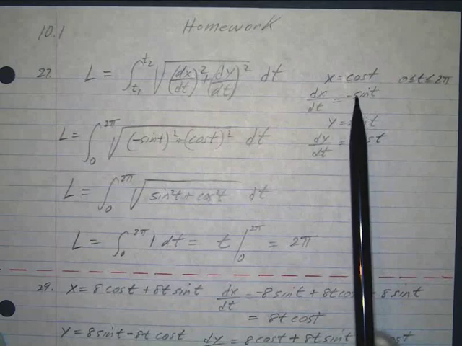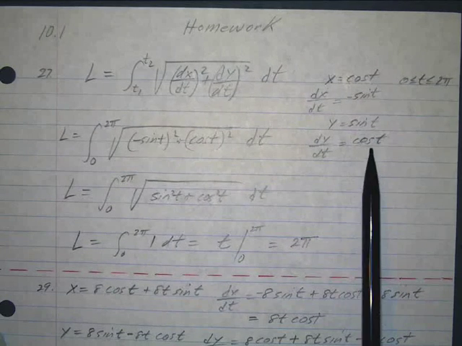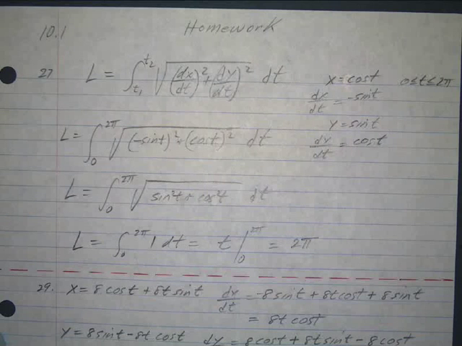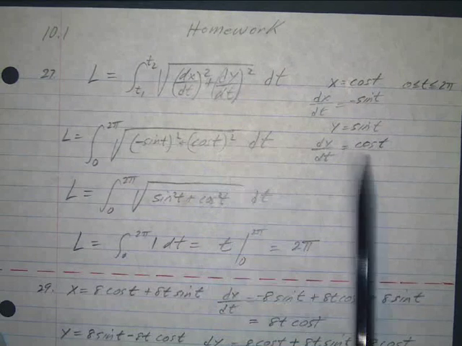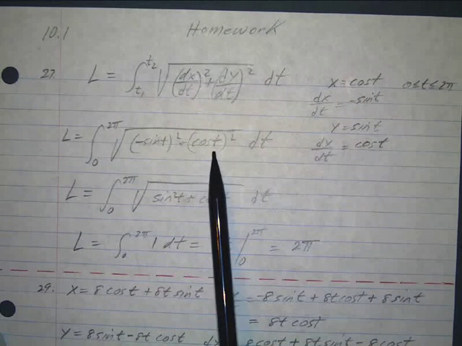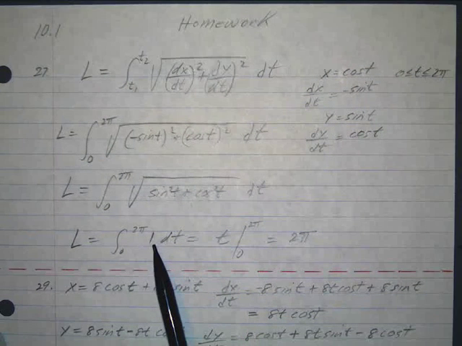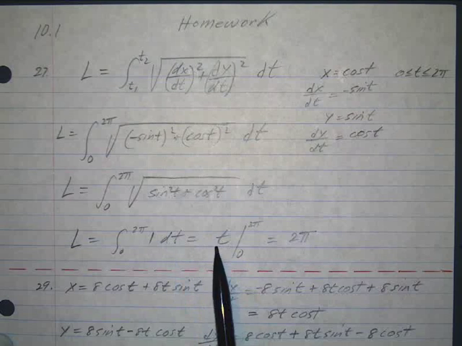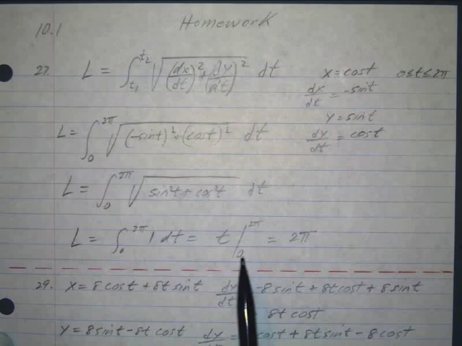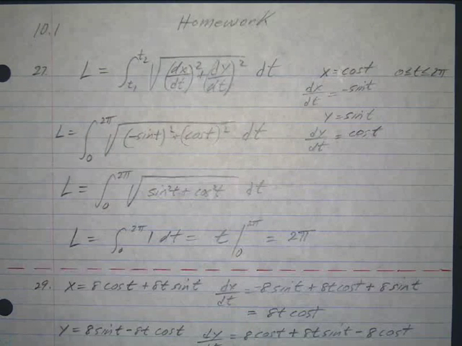First of all, I take my derivative. dx/dt is negative sine t, and dy/dt is cosine of t, so we just put this into the formula. dx/dt squared, dy/dt squared. That's just going to be sine squared plus cosine squared, which is just 1. So it becomes very easy to take the antiderivative of 1. That's just, with respect to t, t. And I evaluate it from 0 to 2 pi. That's just going to be 2 pi minus 0, so pretty easy.